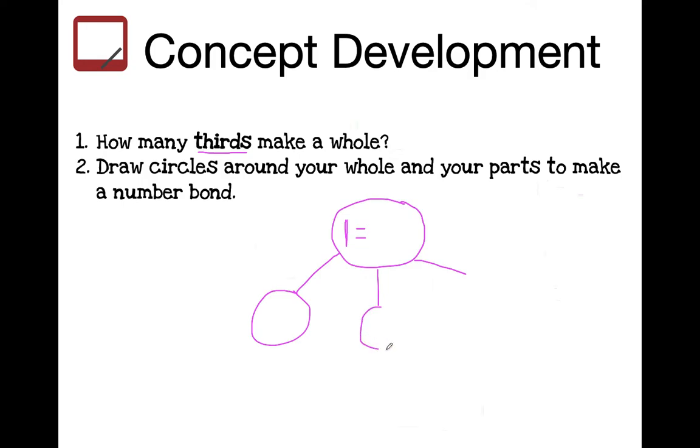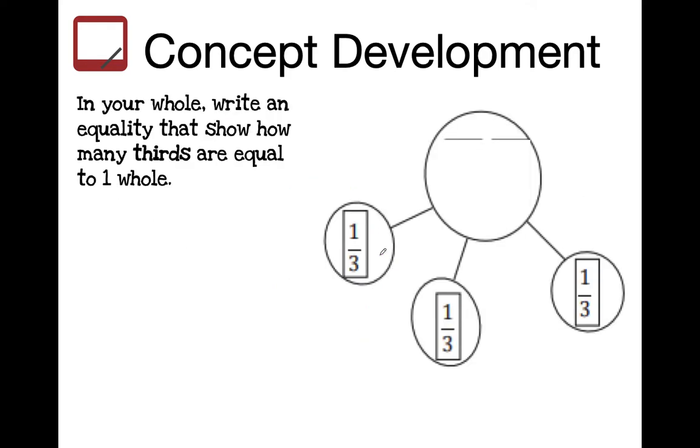And what is going to go in each of these parts of our number bond? If you said 1 third in each, you are correct. So I would say 1 third plus 1 third plus 1 third is going to equal 3 thirds or 1 whole. Just like that. So you're going to see right here in your whole, write an equality that shows how many thirds are equal to one whole. One whole is equal to 3/3. Make sure you are writing these down.